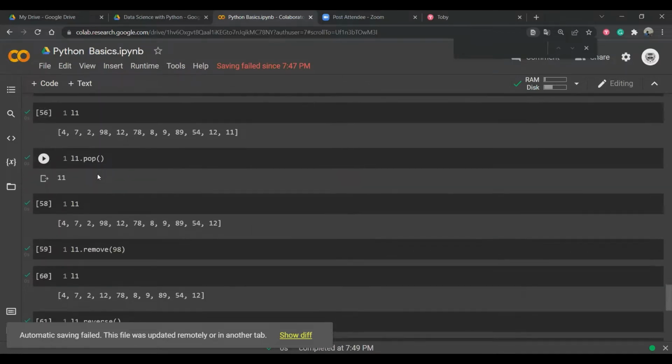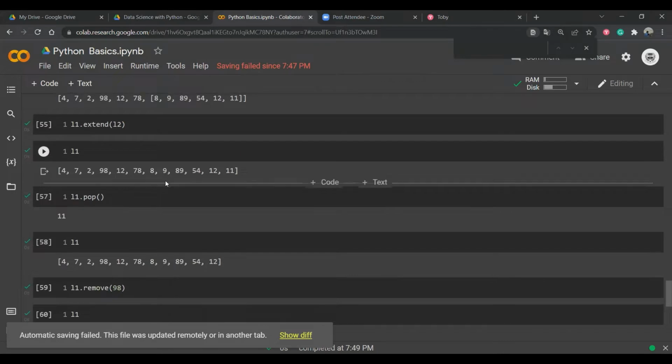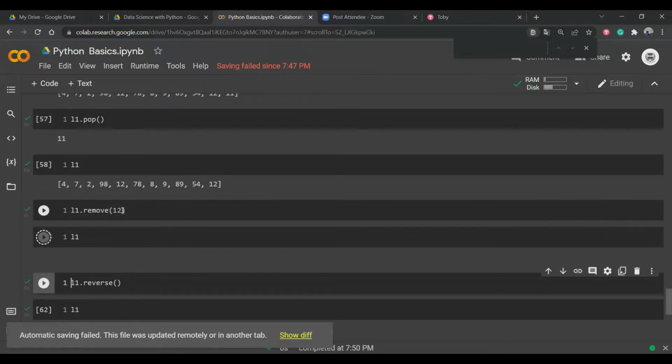Okay, so we have L1. Is there any element which is repeated? 7, 2, 8, 9, 12. 12 is repeating 2 times, na? So just try to write 12 over here and check it. No, it is removing only the first element.